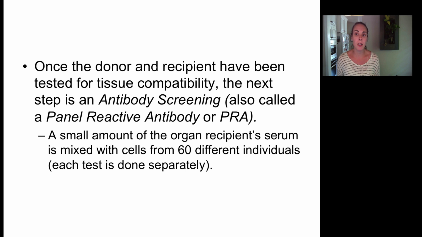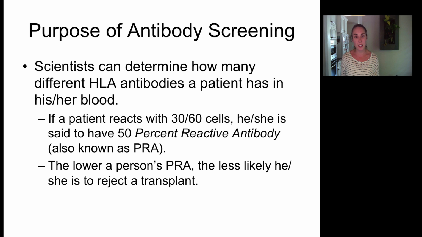Once the donor and recipient have been tested for tissue compatibility, the next step is antibody screening, also known as a panel reactive antibody, or PRA. A small amount of the organ recipient's serum is mixed with the cells from 60 different individuals, and each test is done separately. The purpose is to determine how many different HLA antibodies a patient has in his or her blood. So if the patient reacts with 30 of the 60 cells, he or she is said to have 50% reactive antibody. The lower a person's PRA, the less likely he or she is to reject a transplant.